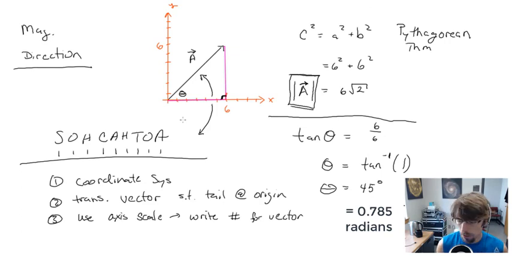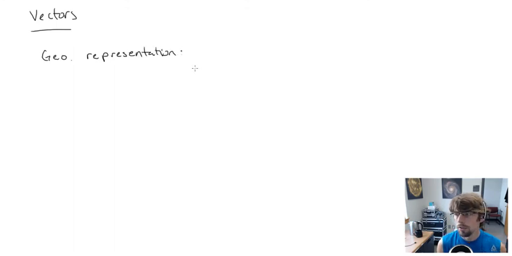So where are we at the end here? Well, I'll summarize this here. You've got a couple of different things floating around. First of all, you've got your geometric representation. So we're talking about vectors here. You have your geometric representation, where you're talking about a line with an arrow, so a magnitude and a direction.